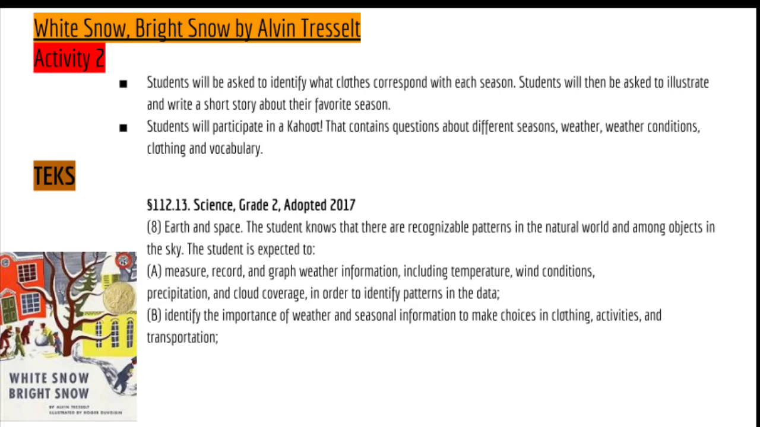The standards that I decided to use for this one is 2nd grade science, Earth and Space. Students know that there are recognizable patterns in the natural world and among objects in the sky. Students are expected to measure, record, and graph weather information, including temperature, wind conditions, precipitation, and cloud coverage, in order to identify patterns in data. And B, identify the importance of weather and seasonal information, and make choices in clothing, activities, and transportation.